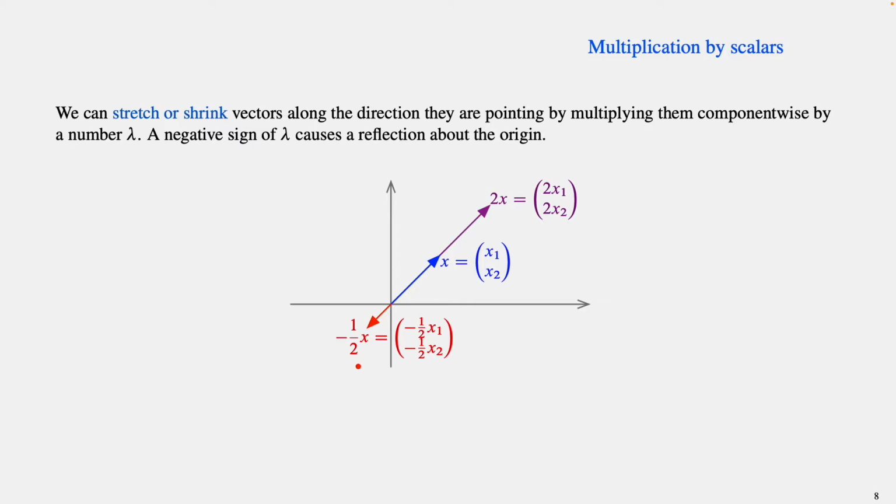Or here, I multiply x by minus 1/2, meaning each component of x is multiplied by minus 1/2. And so this, first of all, shrinks the vector x to half its length, but also flips the orientation, so we point in the opposite direction as x did originally. And in vector calculus, it is customary to call the numbers that we use to multiply vectors scalars. So that's a term you should be familiar with, and I will be using it in this course.